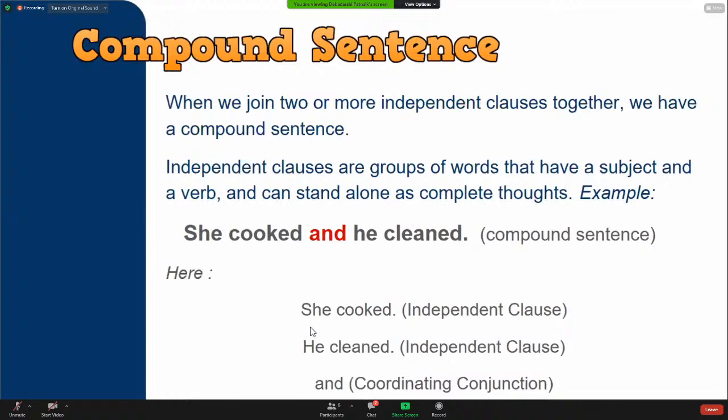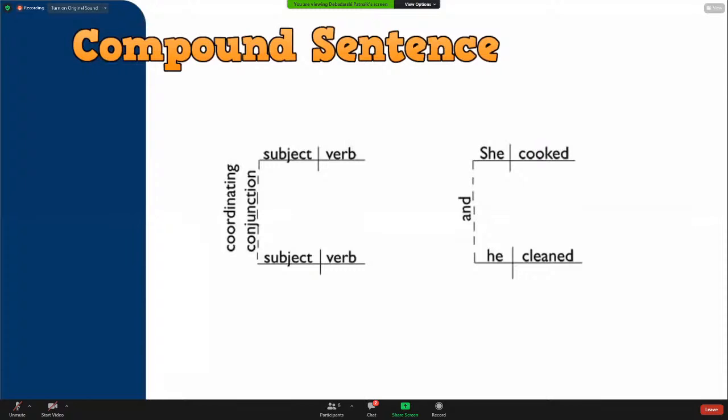So this is just one example. Let us see more examples. You can see this picture actually. There is a subject and verb, one clause. In the lower end, there is another subject and verb, and we want to join them using a coordinating conjunction. Like the example I gave, she cooked is a separate sentence, she is the subject. And he cleaned, he is also a subject, another sentence. I want to join them by using and. This is how we normally make sentences.